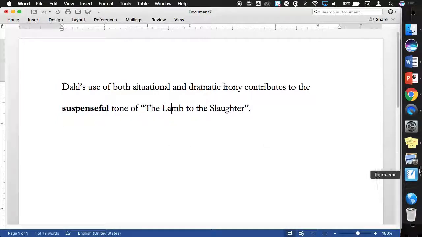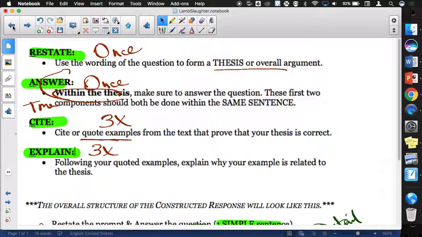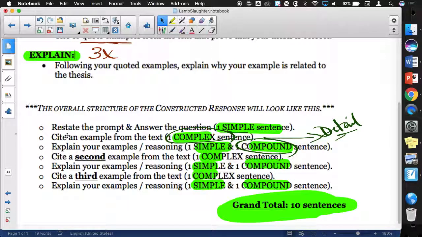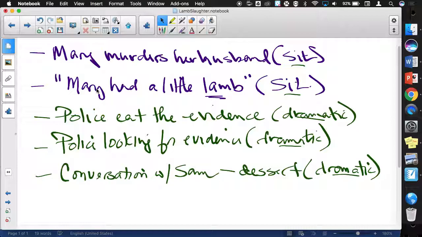All right, now when I take a look at how my sheet is set up, what I need next is to make sure that I cite an example from the text. Of our different types of irony that we have up here, which ones do we think are best going to work for it being a suspenseful tone? Well, I need to have both. So there's definitely going to be a situational, and there's definitely going to be some that are dramatic. Of these up here, or ones that we haven't listed, which one helped create some suspense?